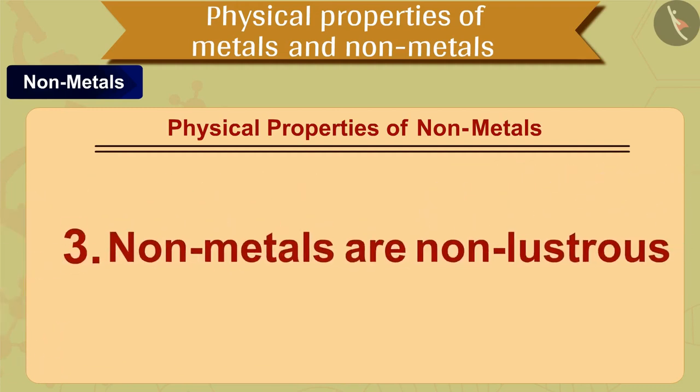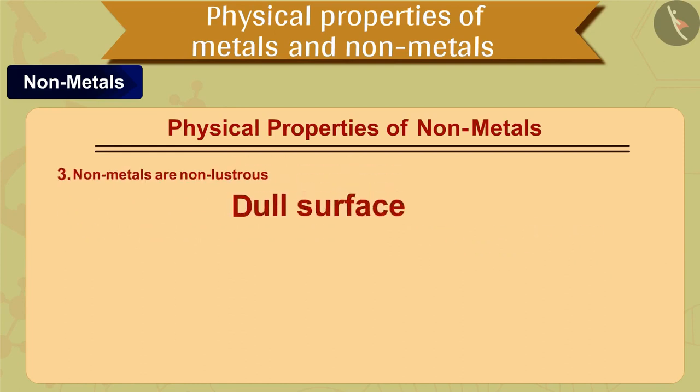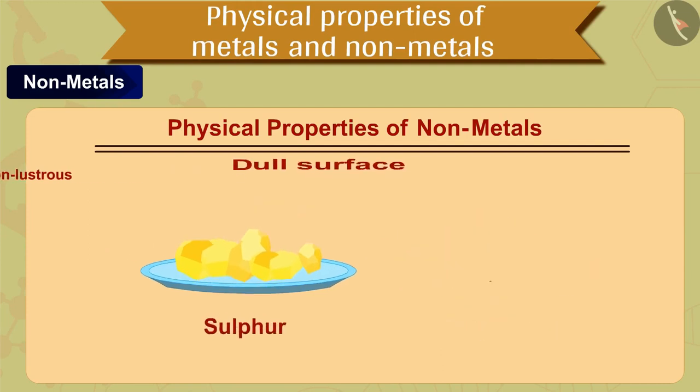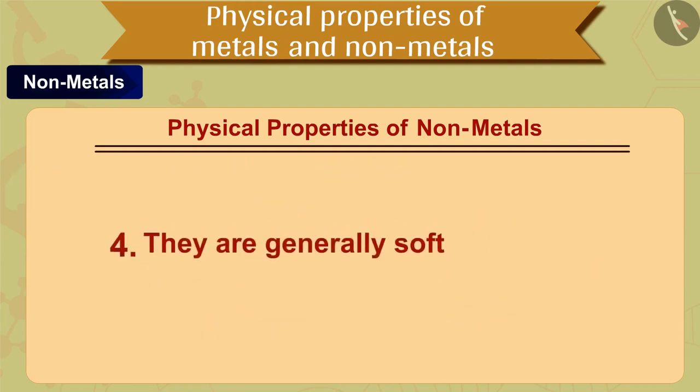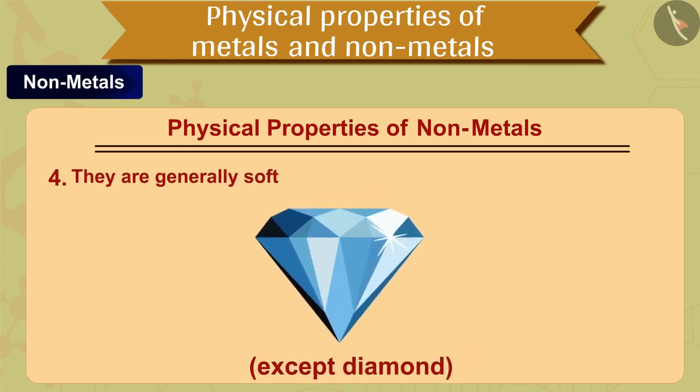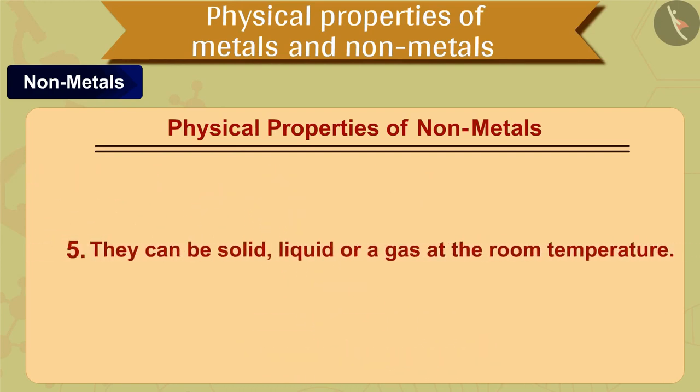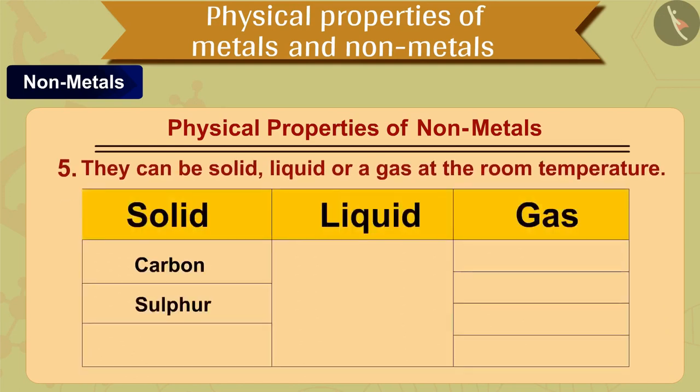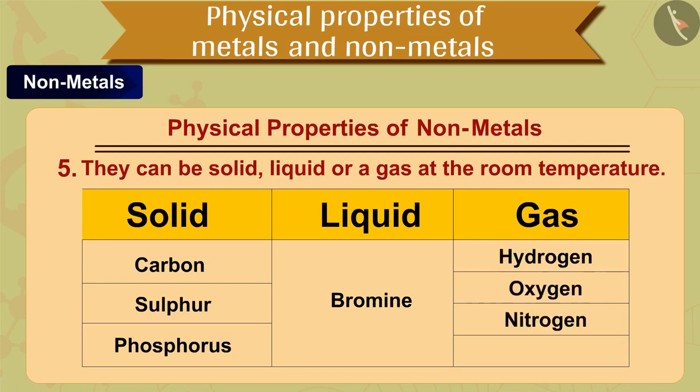The next, third property of non-metals is that non-metals are non-lustrous. It means that they have a dull surface. For example, sulfur and phosphorus. The next, fourth property of non-metals is that they are generally soft, except diamond. The next, fifth property of non-metals is that they can be solid, liquid, or a gas at the room temperature. For example, carbon, sulfur, and phosphorus are solids. Bromine is liquid. And hydrogen, oxygen, nitrogen, and chlorine are gaseous at room temperature.